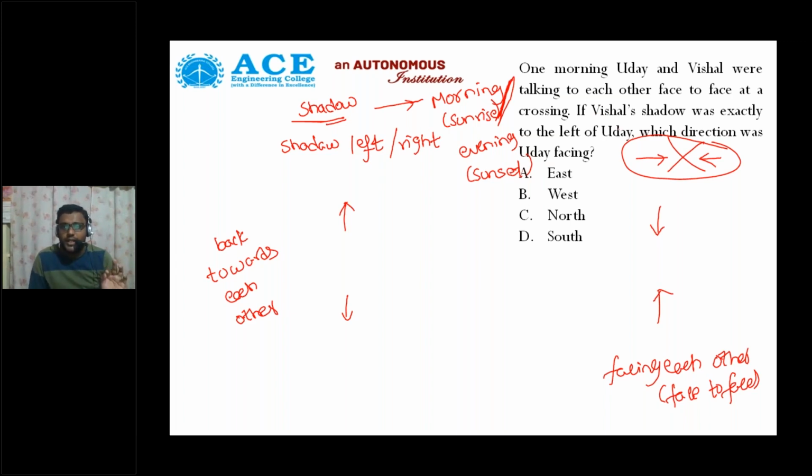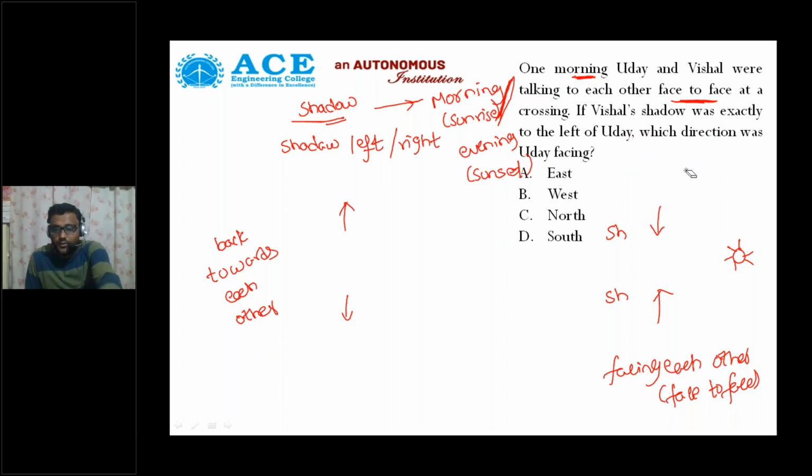Now here what they given in the question, Uday and Vishal are talking to each other face to face. Okay, and that too morning. So morning face to face they mention in the question. So this is face to face. Morning means now here we have to arrange the sun. So shadows will be in the west side. Now listen friends here, what we have to consider. Vishal shadow was exactly to the left of Uday. See, whether it is Vishal shadow or Uday shadow, shadows are in the west side. So shadows are in the same side.